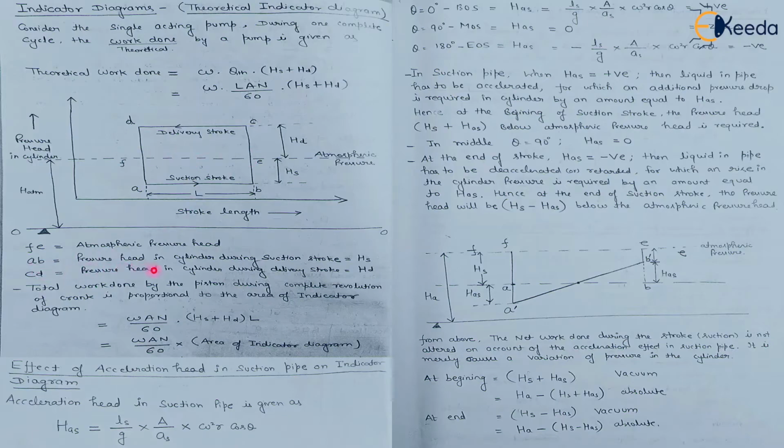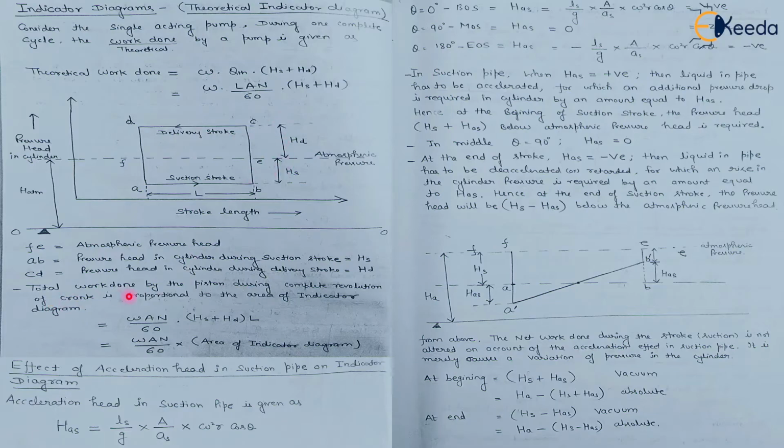AB is the pressure head in the cylinder during the suction stroke. So Hs is the pressure head in the cylinder due to the suction stroke. What is CD? CD is the pressure head in the cylinder during the delivery stroke. That means it is the Hd.